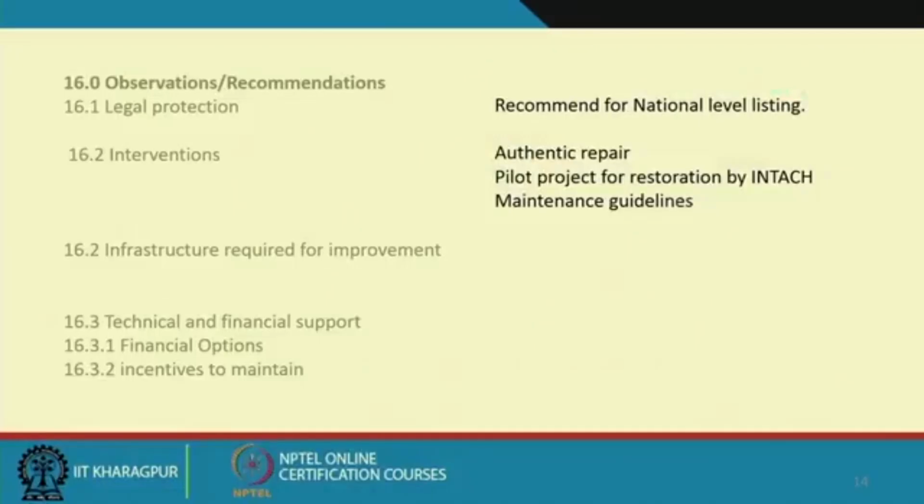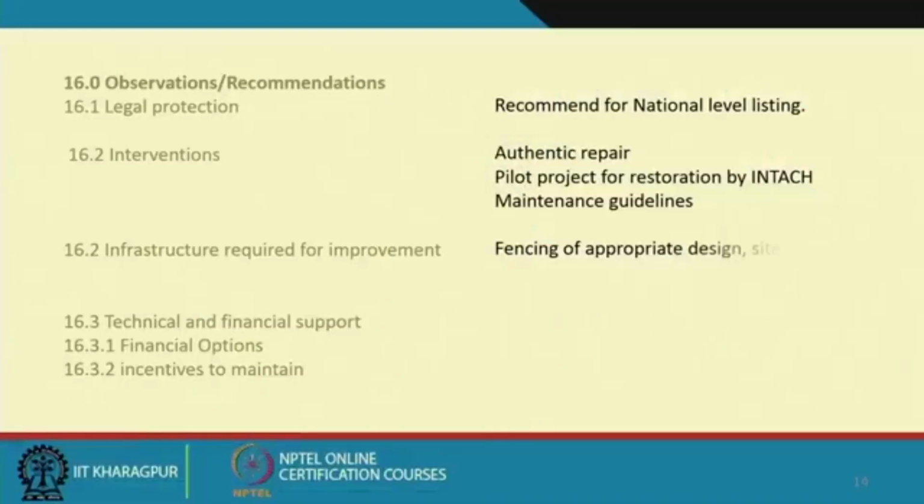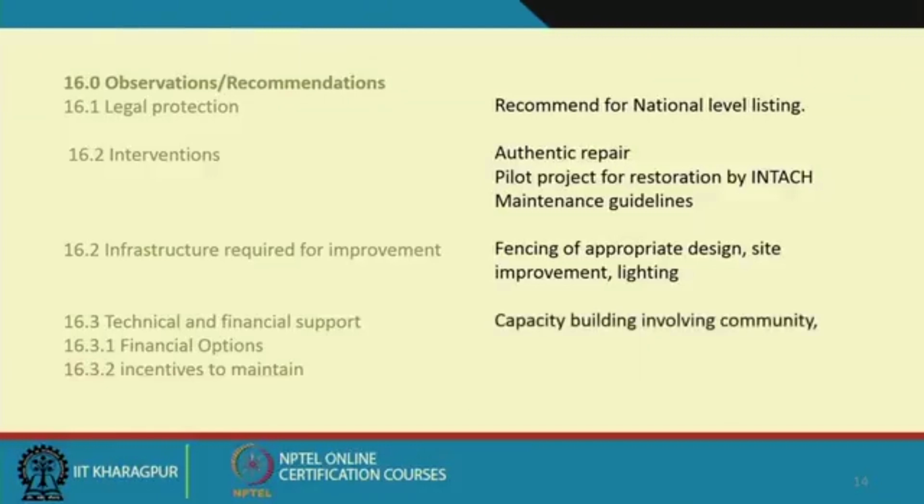So, also one has to know that some sort of guidelines have to evolve, that what is the maintenance, which is not applicable for only this structure, but can be in general for similar structures. And fencing, we have understood that this needs security, there needs to be site improvement, it needs lighting, and the more important is the capacity building involving the community.